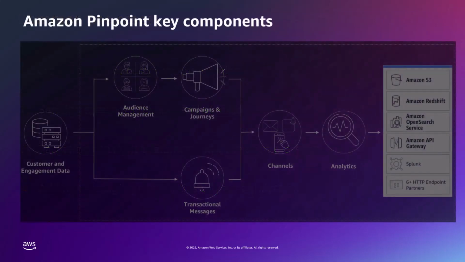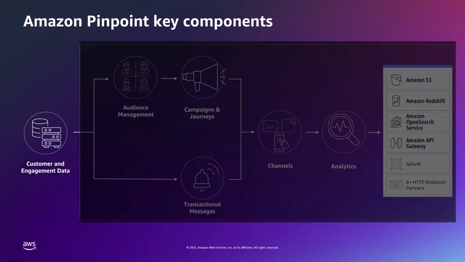Now let's have a look at Amazon Pinpoint's key components and how they interact with each other in a logical flow. Starting from left to right, Amazon Pinpoint accepts 2 types of datasets. The first one is customer data, including channel addresses such as email address, mobile number, push notification token, as well as customer characteristics such as the first name or channel of preference. These data points are used to create customer segments or to personalize the message itself.